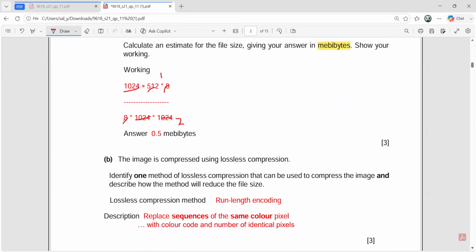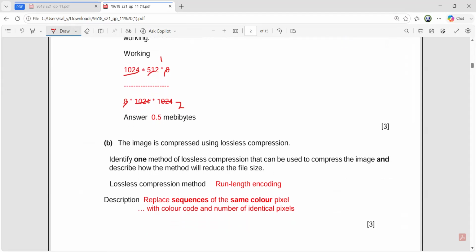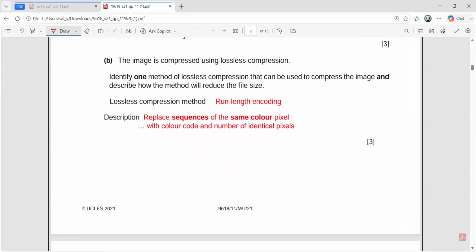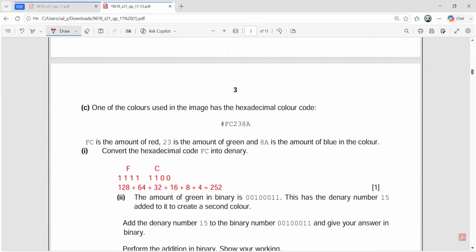It is replacing the sequence of the same color or pixels with color code and the number of identical pixels. So 2 marks are going to be awarded if you have mentioned the 2 bullet points. The first one is replacing the sequence of the same color of the pixels with color code and number of identical pixels. Now moving to the next part, C.